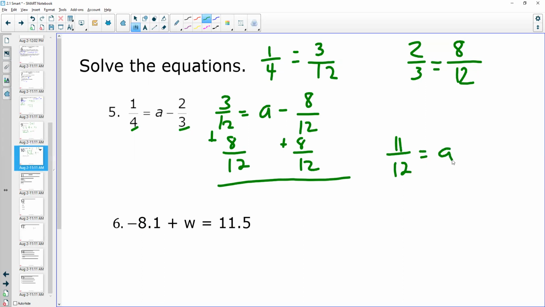On the bottom, once again, I'm using inverse operations. That negative out front, I'm going to add the opposite of. So I'm going to add 8.1 to either side. And I get W equals, let's see, 19.6.